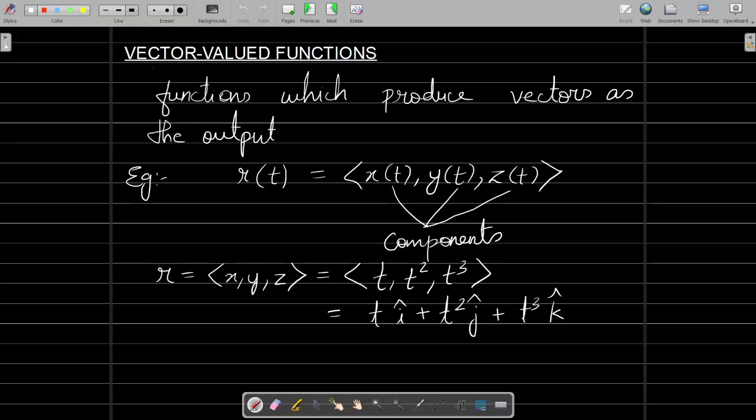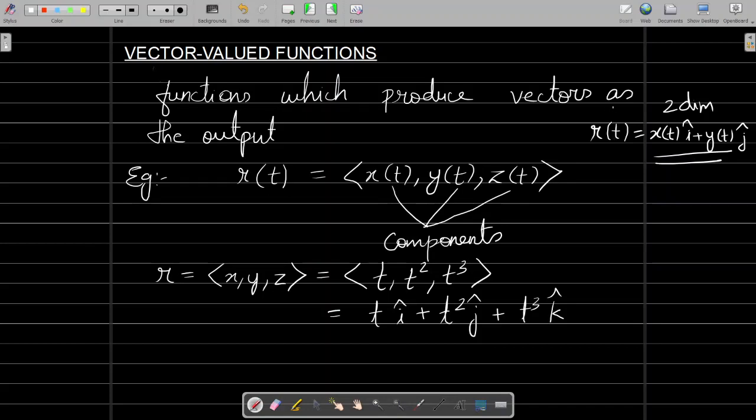Now moving on to vector valued functions. Functions which produce vectors as output are called vector valued functions. For example, in 2 space, suppose I am writing a vector like this: r of t is equal to x of t times i plus y of t times j. So this is a vector valued function in two-dimensional space because the output of this function is a vector like this. That is why it is called a vector valued function.